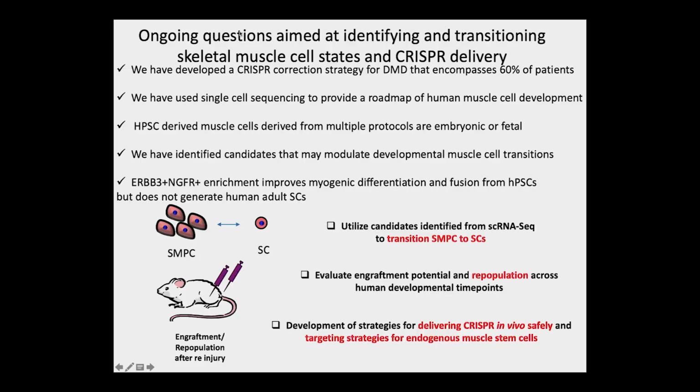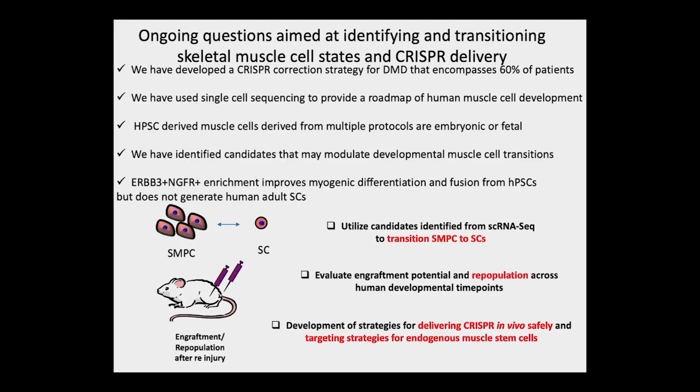So in summary, we have developed a CRISPR strategy that we think is going to encompass 50 to 60% of patients. And we're trying to move this forward with both in vivo delivery and improving our directed differentiation strategies. And we've used single-cell sequencing to understand what we're making during different stages of myogenesis, and to overlay this to try and really understand what we're making from pluripotent stem cells. And we're using this as a tool to modulate these different transitions from progenitor to satellite cell state.